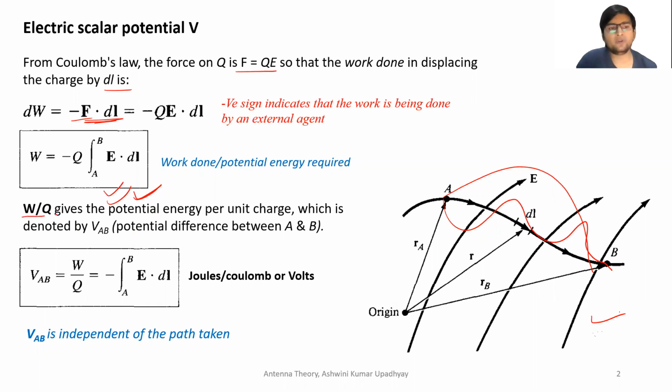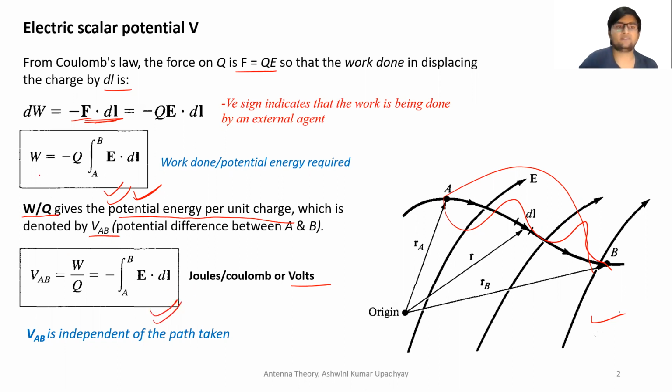Now, if you divide this potential energy by that charge value Q, it is called potential energy per unit charge, and it is also called the voltage between these points A and B. It is denoted by VAB. It is called voltage or the potential difference between A and B. The unit of this VAB quantity is volt, that you very well know, and it is also called joules per coulomb. So it is given by this formula.